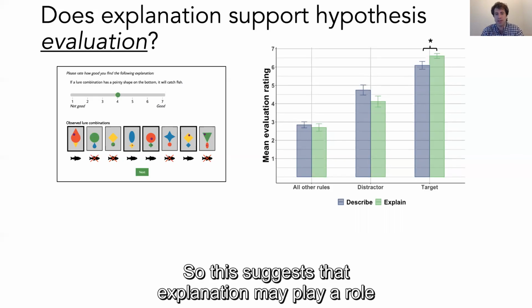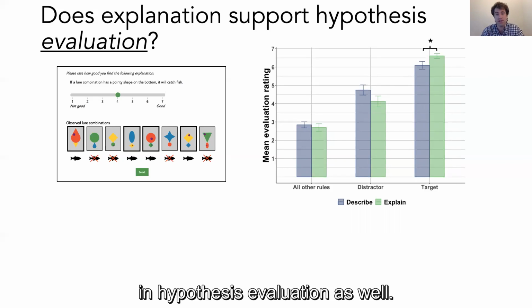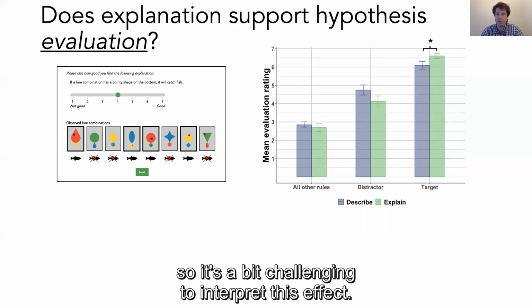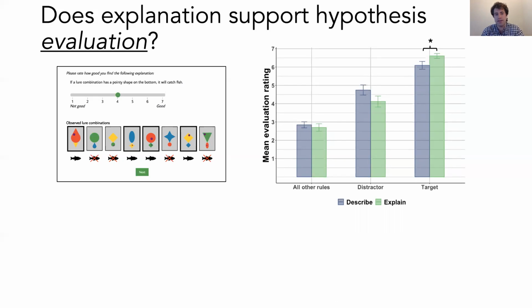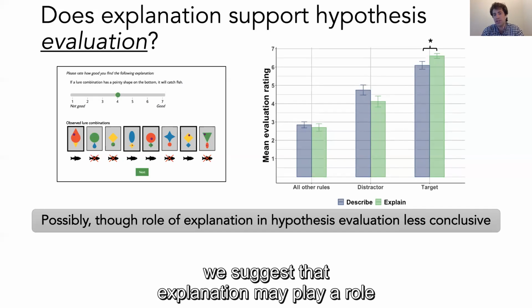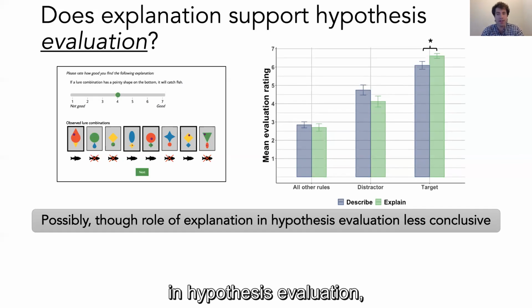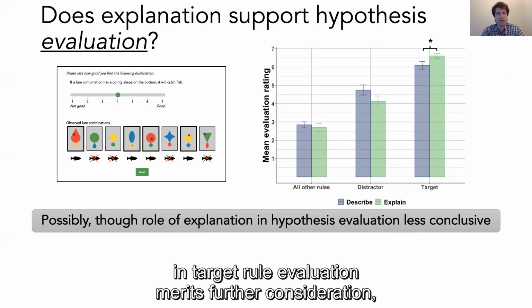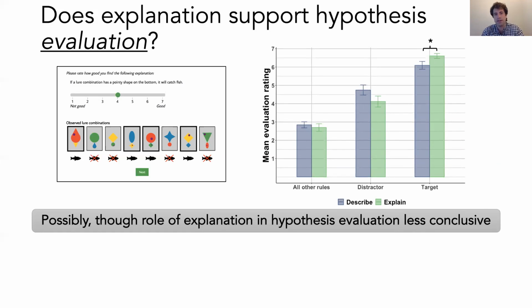So this suggests that explanation may play a role in hypothesis evaluation as well. We note, however, that the evaluations for the target rule were near ceiling, so it's a bit challenging to interpret this effect. At a high level, we suggest that explanation may play a role in hypothesis evaluation, but this difference between conditions and target rule evaluation merits further consideration, which we address in future work.